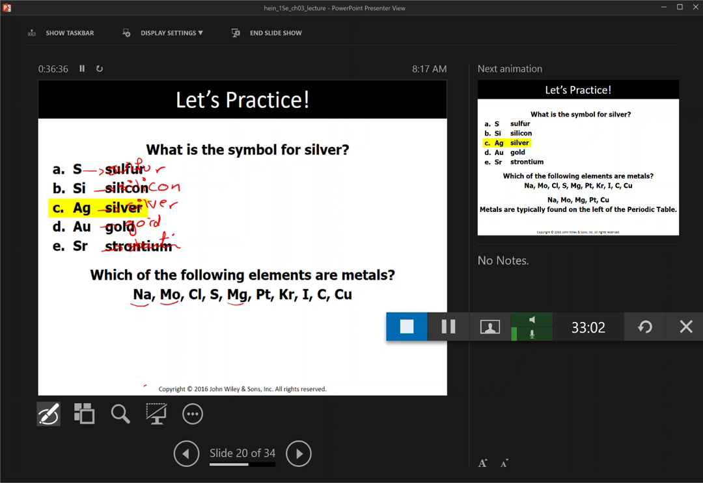Pt stands for platinum. Platinum is element 78. Is platinum metal or non-metal or metalloid? It's a metal. Very good. What type of metal? Transition metal. Very good.